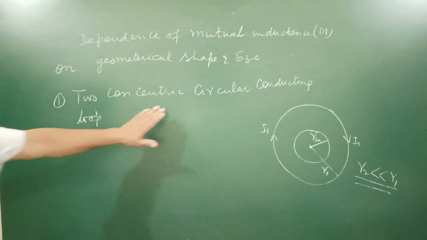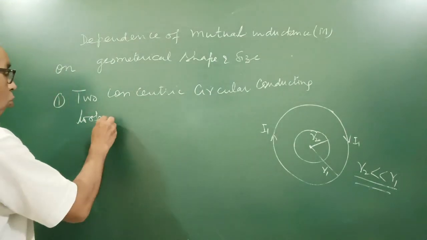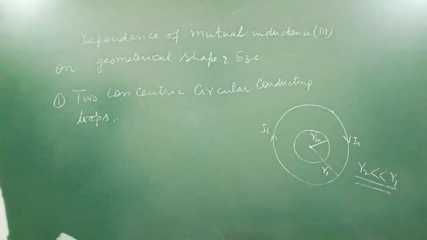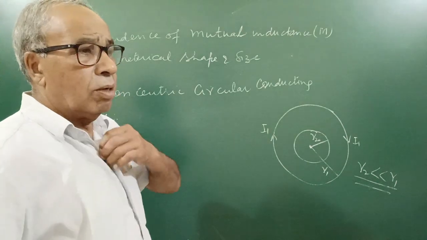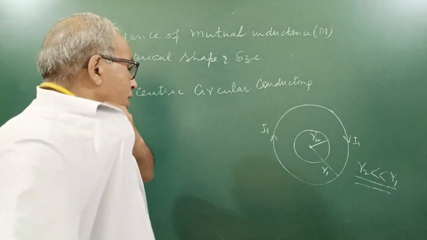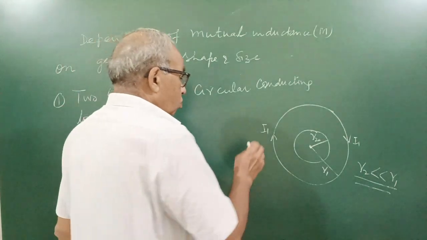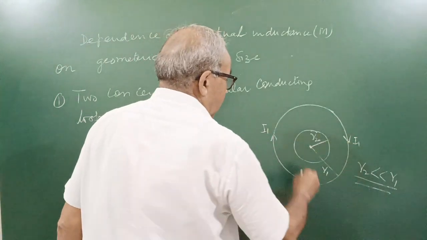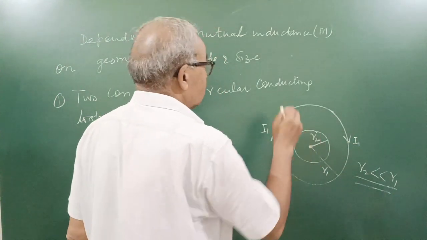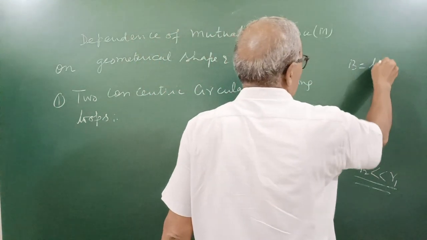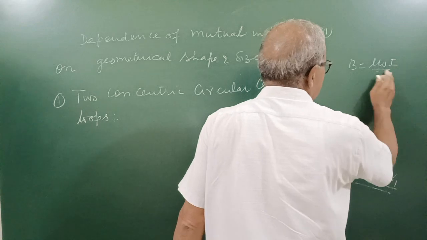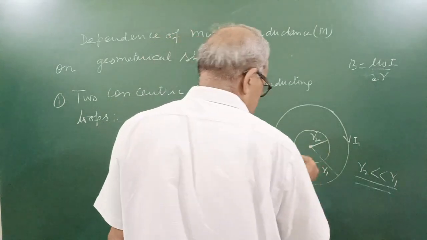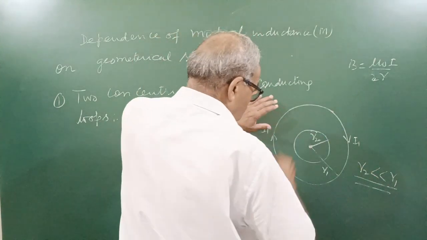So for two concentric circular conducting loops, we have to find M. Here we can pass current through the inner or outer coil, but it is easier to calculate M by passing current through the outer coil, because at the center the magnetic field B is equal to mu 0 I upon 2R. This is the formula for magnetic field at the center, and here the field is in the whole loop inside.